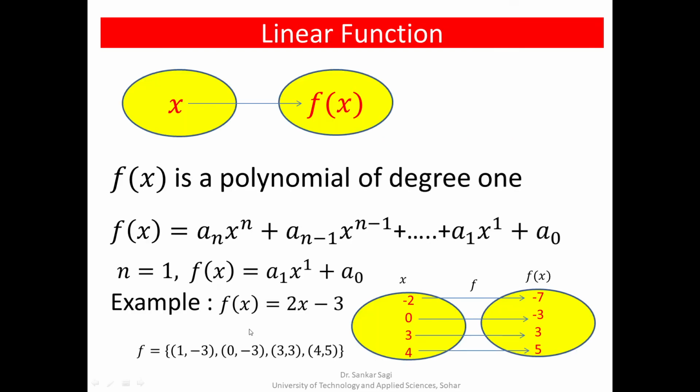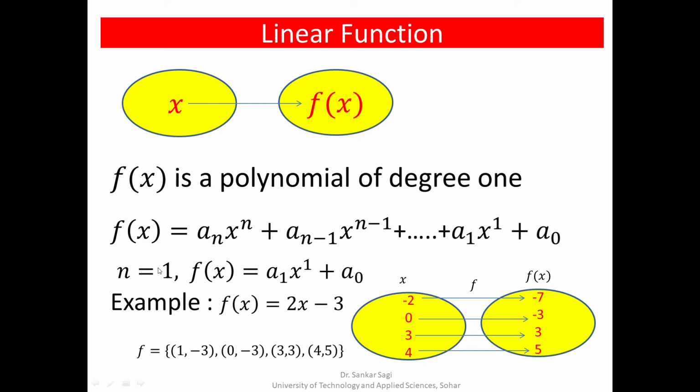Now we go to the next, second one, the linear function. The linear function is nothing but a function where the image f(x) is a polynomial of degree 1. In the previous examples we have seen what a constant function is, what a linear function is, and what a quadratic function is. Here the linear function is nothing but a polynomial of degree 1.